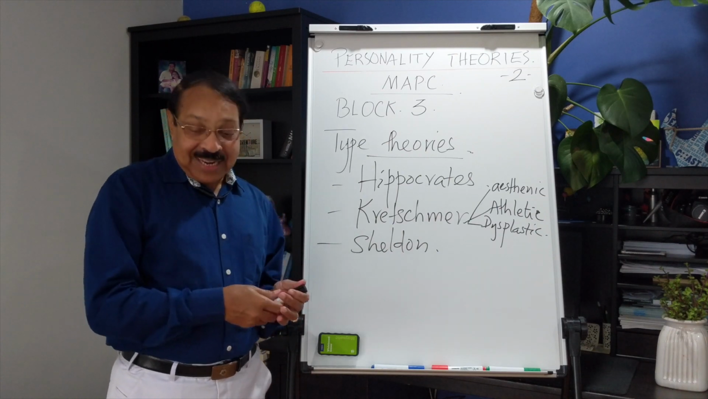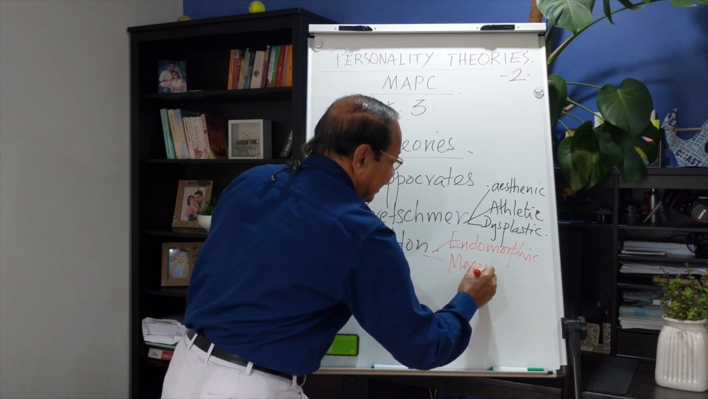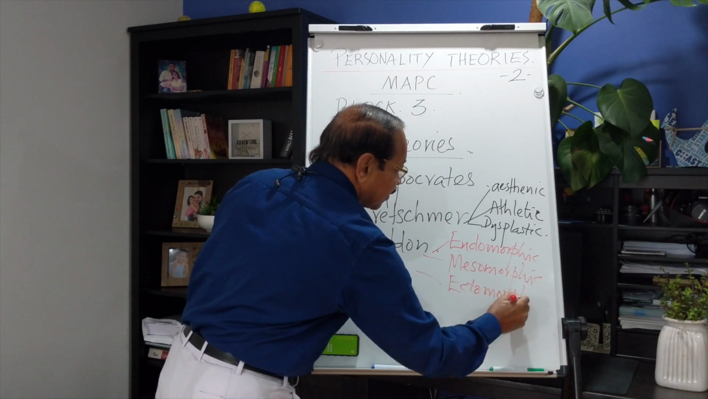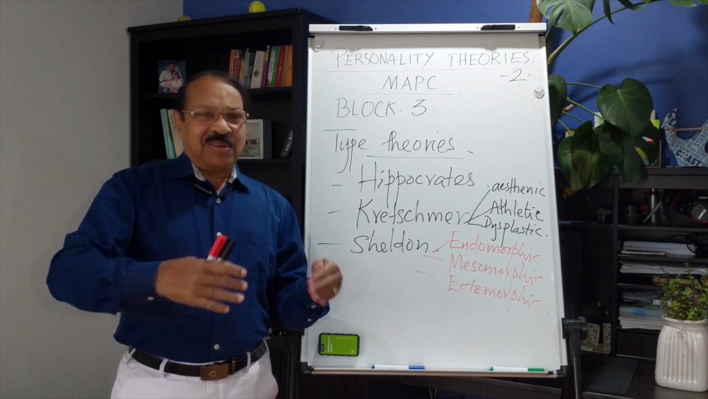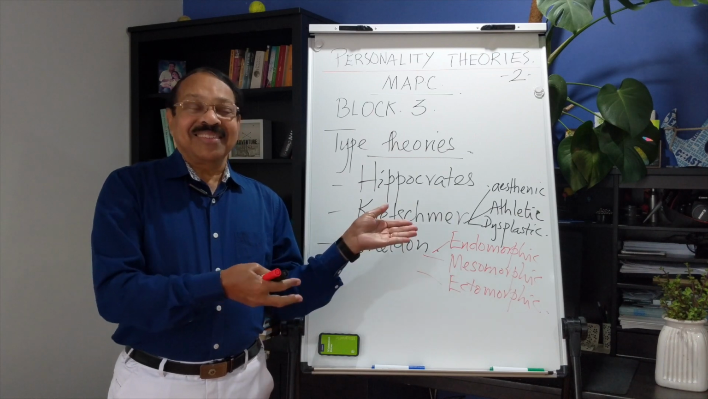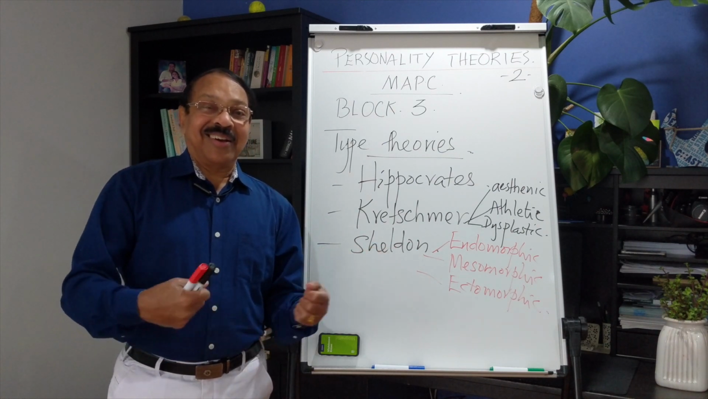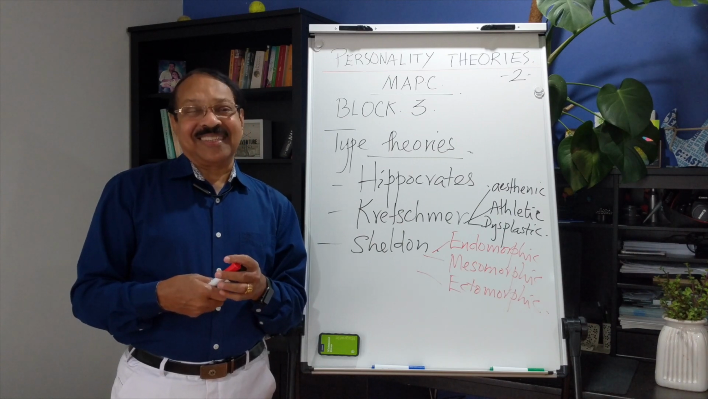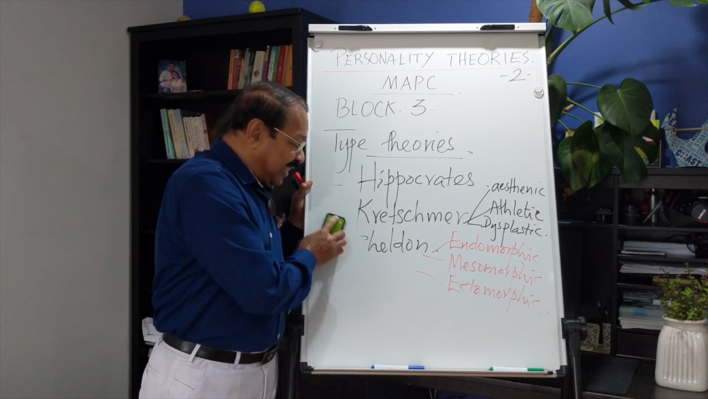So we will see endomorphic personality, mesomorphic personality, and ectomorphic personality. See, people with a good belly, easygoing type of people, belong to this endomorphic type. The mesomorphic are musclemen, like our athletes, and ectomorphic are slender, kind of introvert personalities. You know, these types of classification don't have any scientific validity.